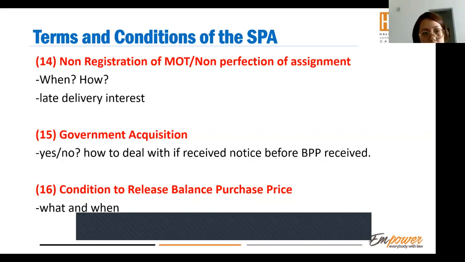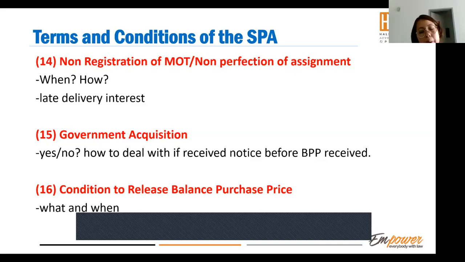Okay. 16. Condition to release balance purchase price. Remember, this is very important because the balance purchase price is paid to the vendor's solicitors as a stakeholder. If the vendor is not represented, it is paid to the purchaser's solicitor as a stakeholder. There must always be a clause governing how this balance purchase price, and when it, can be released to the vendor, right?